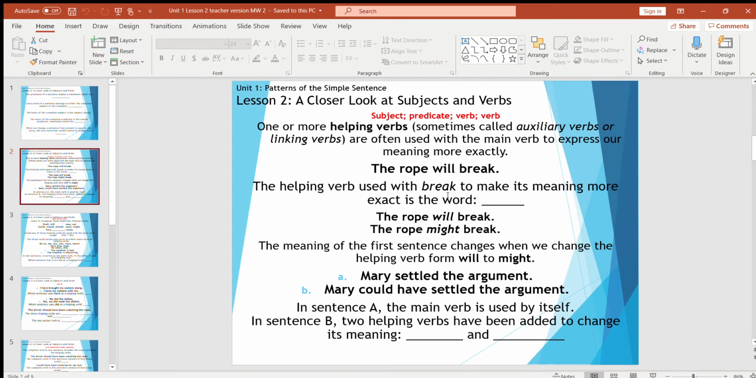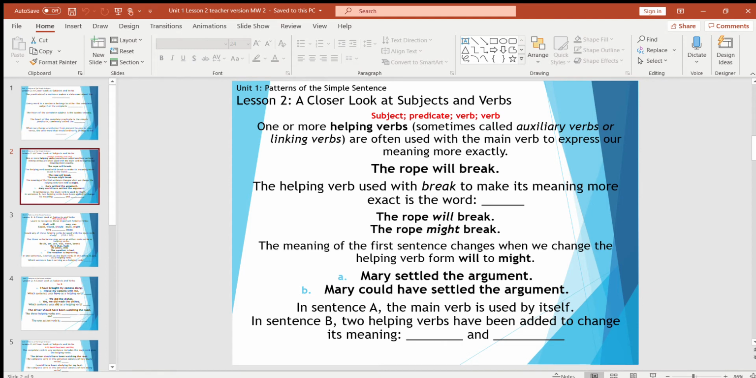I forgot to say that in the last midweek. Oh well. Alright, so one or more helping verbs, which are sometimes called auxiliary verbs or linking verbs, are often used with the main verb to express our meaning more exactly. Why don't you circle, star, highlight this? Basically what this is saying is there's two types of verbs. You're going to have your action verbs, which we looked at last week, but you're also going to have your helping verbs, what I will usually refer to as linking verbs. It's all the same thing, but they just help out that action verb a little bit more.